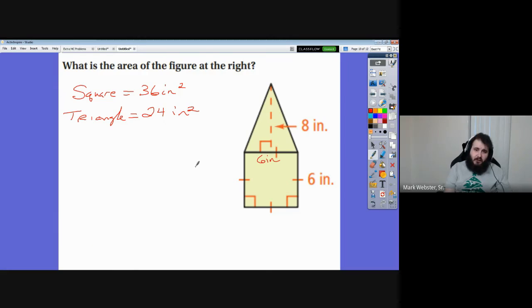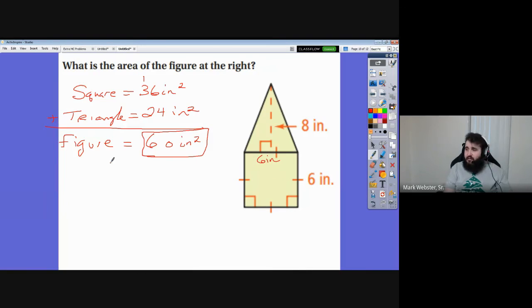And then to find the area of this entire glued together figure, we just add them together, right? The square area plus the triangle area is the figure area. Let's add those together in inches squared. 6 plus 4 is 10. 3 plus 2 plus 1 is 6. So the area of the full figure is 60 inches squared.